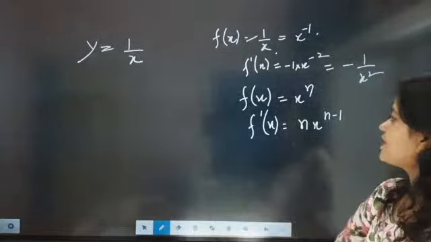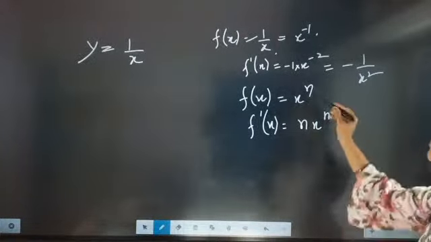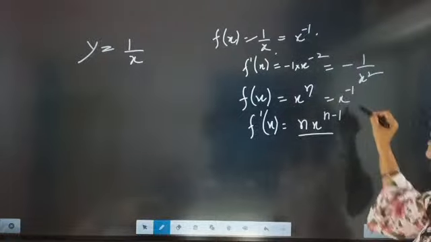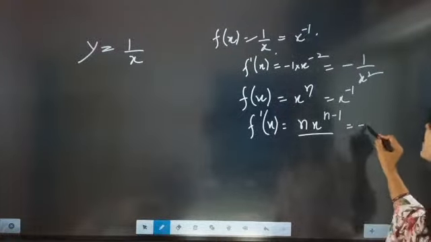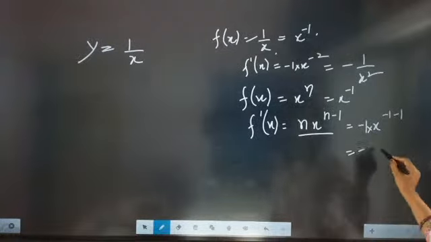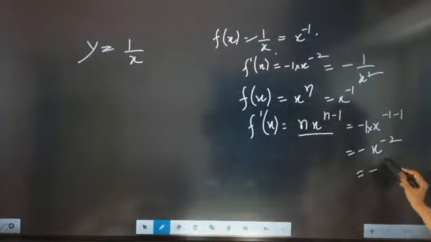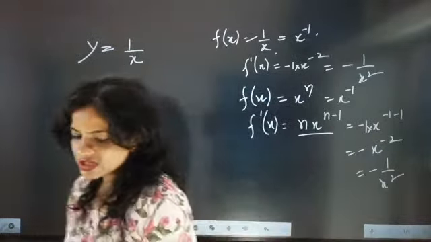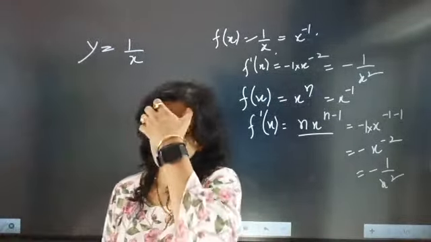No need to panic. Now look here. So x to the power n will become n x to the power n minus 1. Here x to the power minus 1 is there, so minus 1 will come out, and it will become x to the power minus 1 minus 1, which is minus x to the power minus 2. So minus 1 by x square. This part will be written exactly like this.